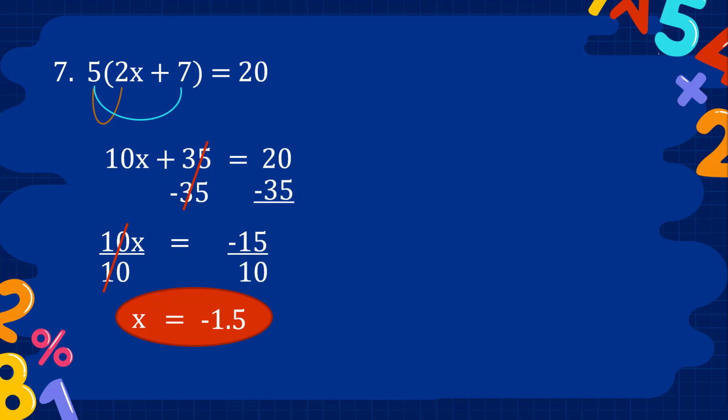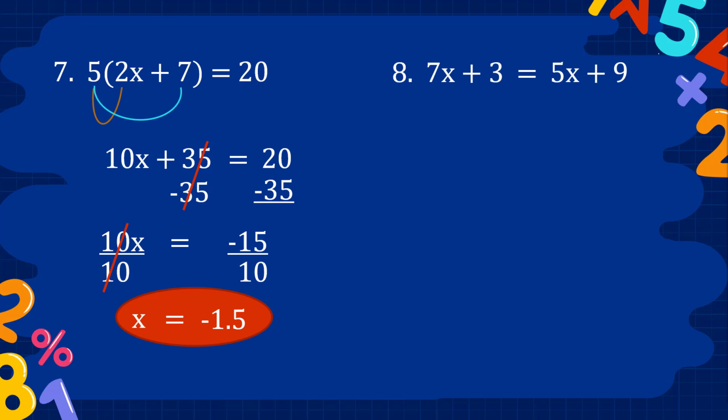Question 8. 7x plus 3 equals 5x plus 9. This may look a little confusing, but it really isn't. Our goal is to solve for x. How do we do that? We get the x's on one side of the equals and the numbers on the other side.